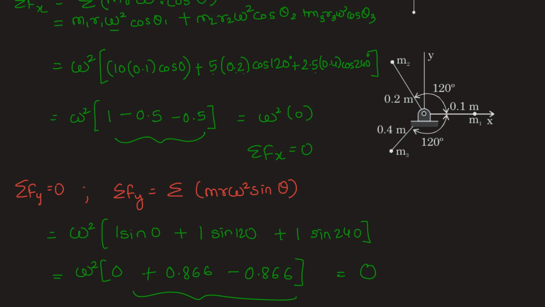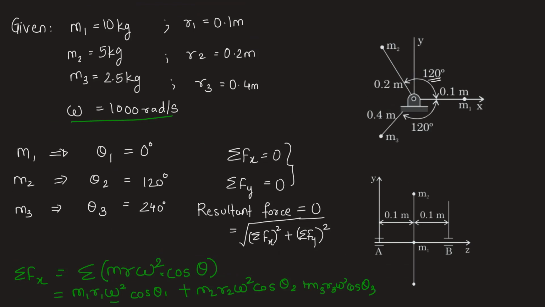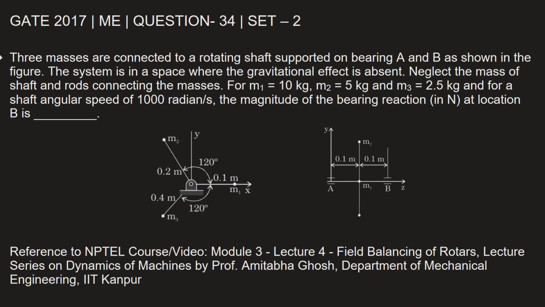We have verified that summation Fx is 0, summation Fy is also 0. Therefore, net resultant force on the system will also be 0. If there is no net resultant force on the system, then there is no bearing reaction also, because we don't have any load to put on the bearings here. As there is no external load between A and B, the reaction that the bearing will have to offer will also be 0. So let's go back and fill in the answer. The magnitude of bearing reaction at location B is 0.